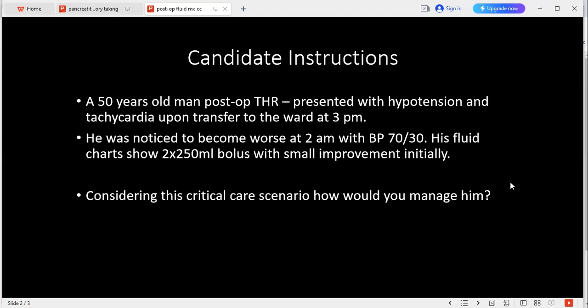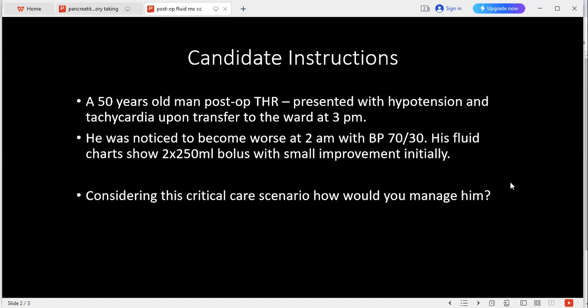I will manage this patient according to the critical care of the surgically ill patient. The airway and breathing are normal, and the patient has hypotension, a blood pressure of 70 by 30, and tachycardia. A bolus of fluid, 250 ml, has been given two times. I will start with fluid resuscitation, and I will monitor the patient again.